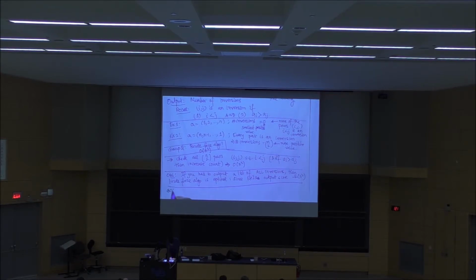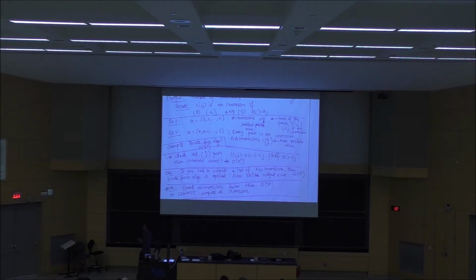So our goal is to count the number of inversions faster than O of n squared. That means I cannot compute all inversions. And typically for many problems, the counting problem is easier than listing, precisely because of these reasons. Because in many problems, if you just had to list, your output size is going to be so huge that you're going to spend a bunch of time just outputting whatever you need to output. Whereas if you're allowed to just count, then you can do something much faster. Okay?